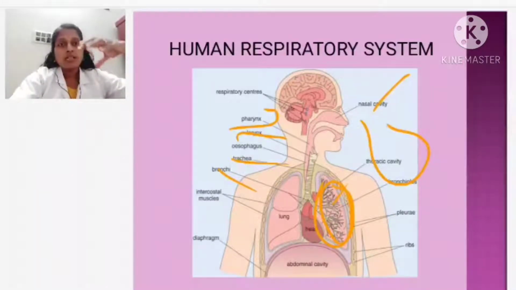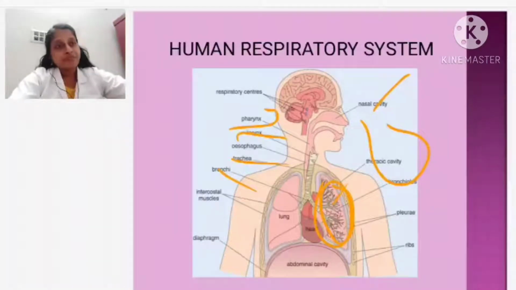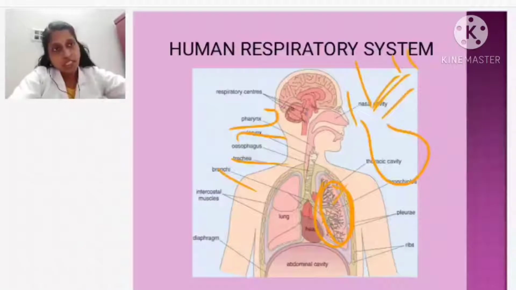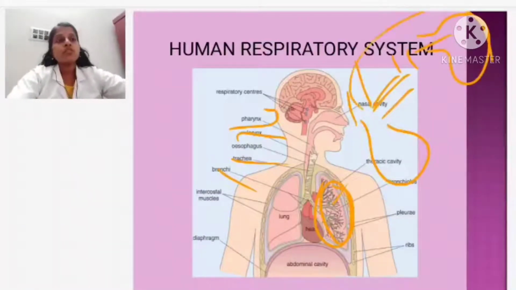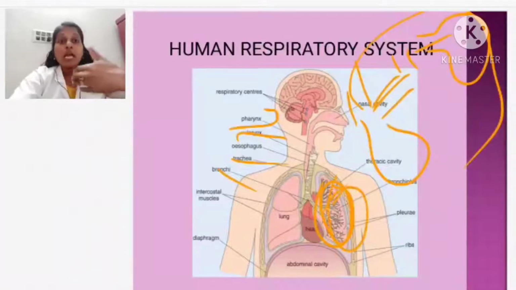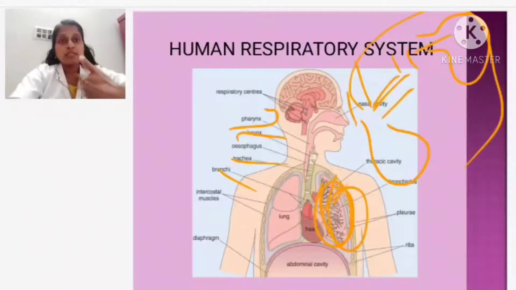So, in the lungs you can find the branches: first is primary, as I told you, second is secondary, third is tertiary, fourth is the bronchioles, and thereafter you can find the air sac. This sort of arrangement is found in the lungs, where the exchange of gases takes place. So, this is regarding your human respiratory system.